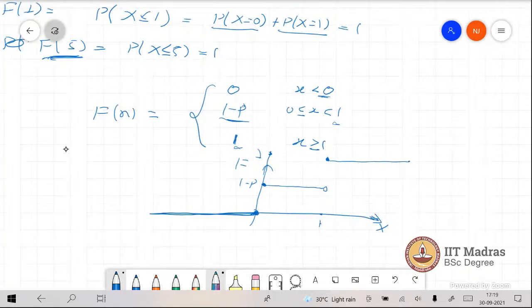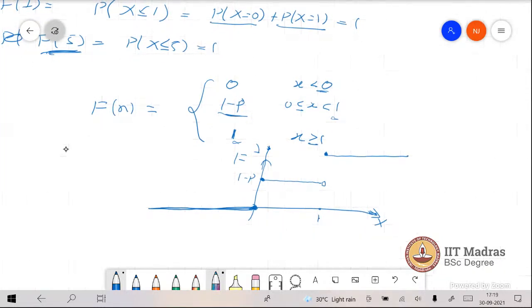So look at the curve here. Here it is a jump of 1 minus p, right? And here again at 1 there is a jump of p, right?